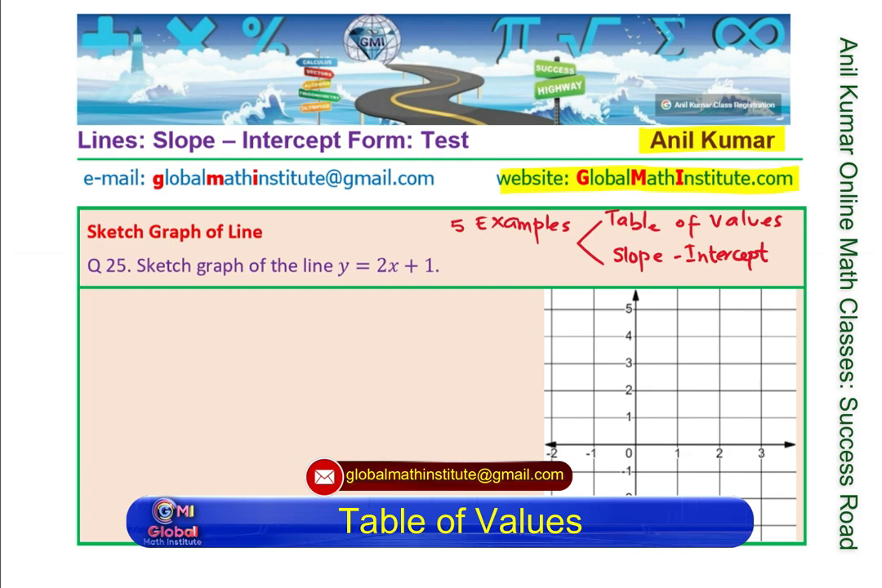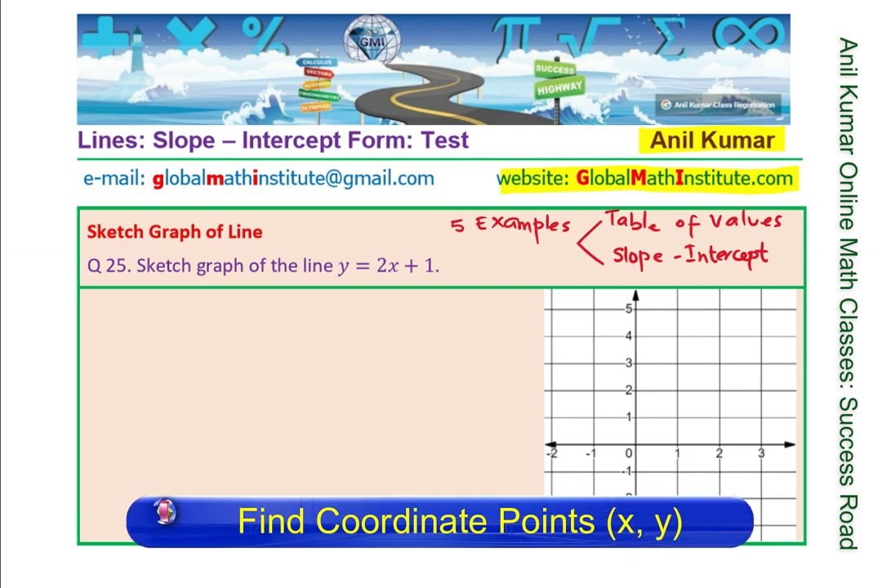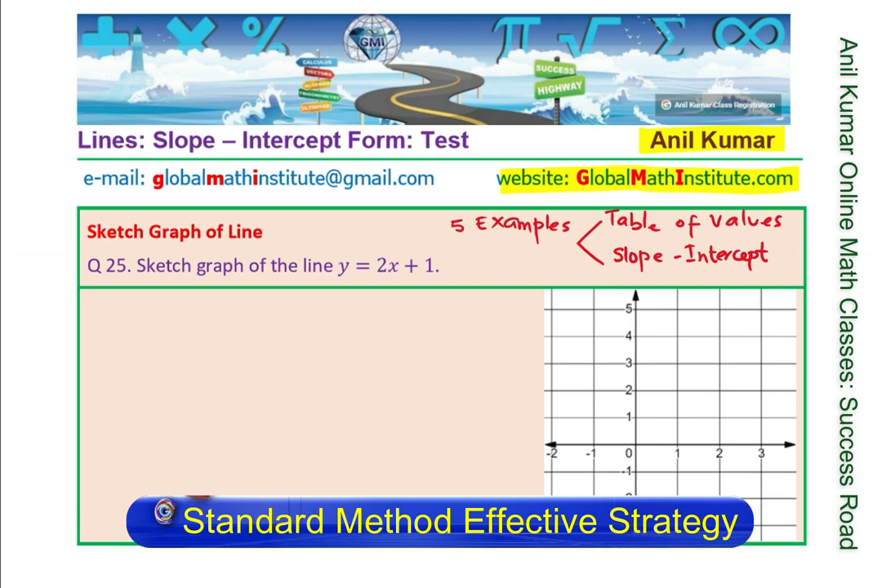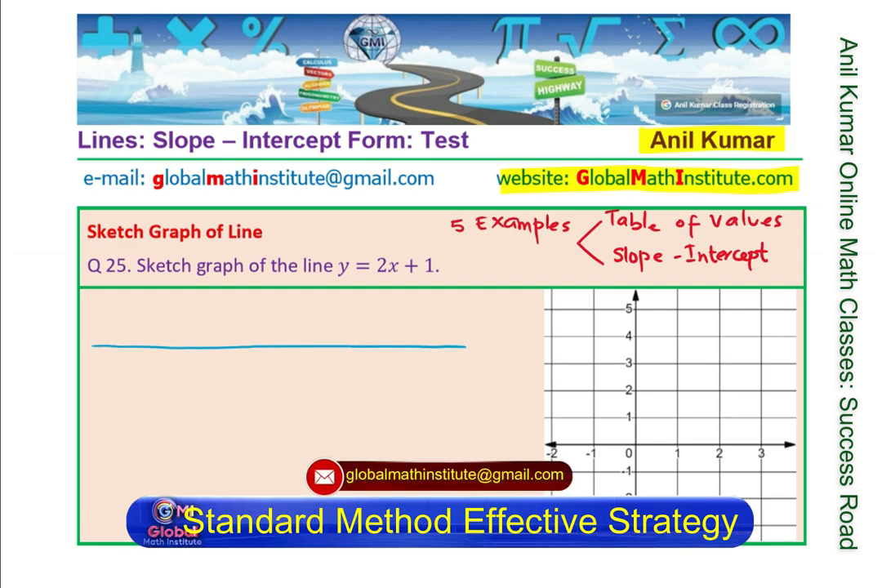So here is the very first one, question number 25 from our series with 60 questions on lines. Sketch graph of line y equals to 2x plus 1. So the first method, table of values. Let's make a table here which relates x and y values. So in a table, make columns. The best values to choose are -2, -1, 0, 1 and 2.